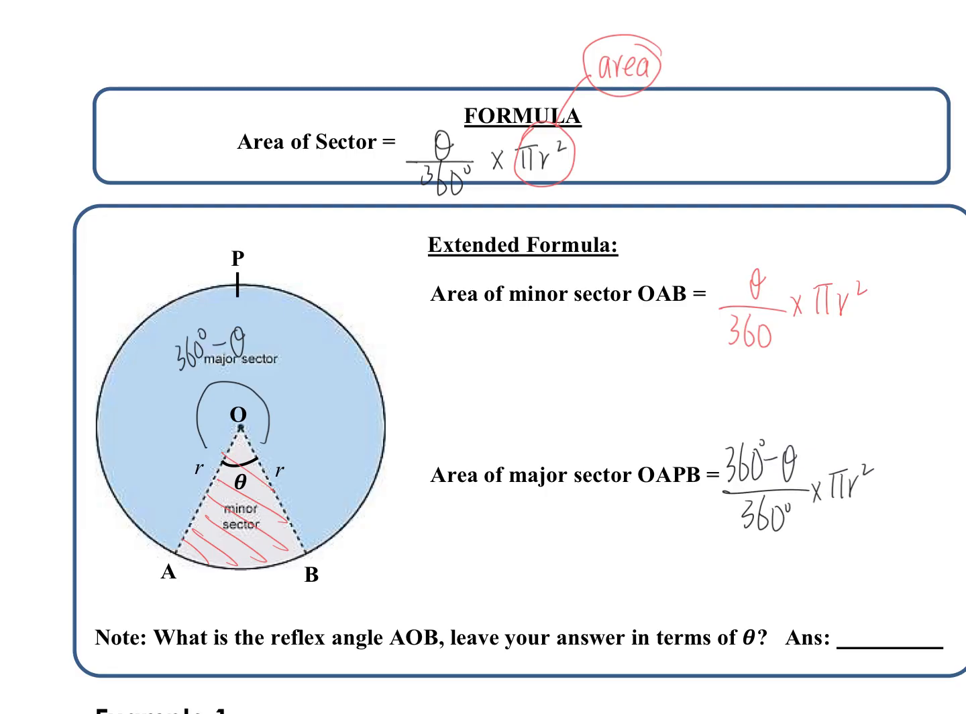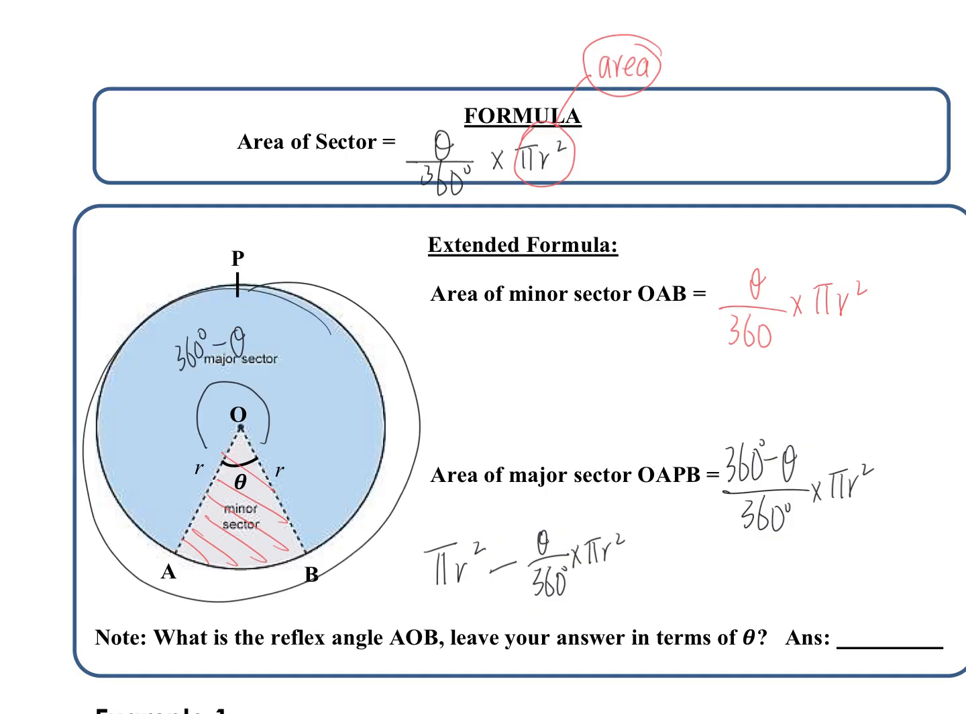Is there another way that you can find the answer? Find the area of the circle first. Take away the small piece. Also can work. Because if you find the full circle, then you subtract this off, you also get the remaining. So this is an alternative. So you see which one is easier for you.